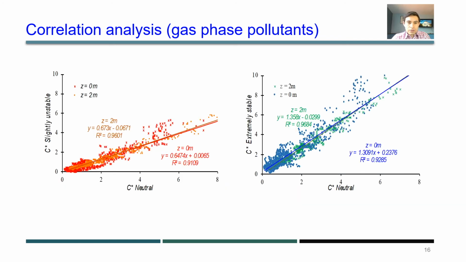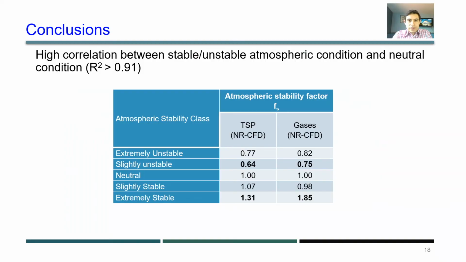Finally, we perform the correlation analysis between our base case and the different stability conditions. As we remember, we are presenting all the results on dimensionless concentration, and the difference presented in this correlation analysis is due to the different atmospheric stability conditions and not to the wind speed variation. As final remarks, we found high correlation between the different stability conditions and our base case, which was the neutral stability condition. The following table presents a summary of our results for both total suspended particle and gas phase pollutants. We can highlight that the maximum concentration of both pollutants is when the atmosphere presents an extremely stable case, and the minimum concentration is when the atmosphere is in a slightly unstable condition.